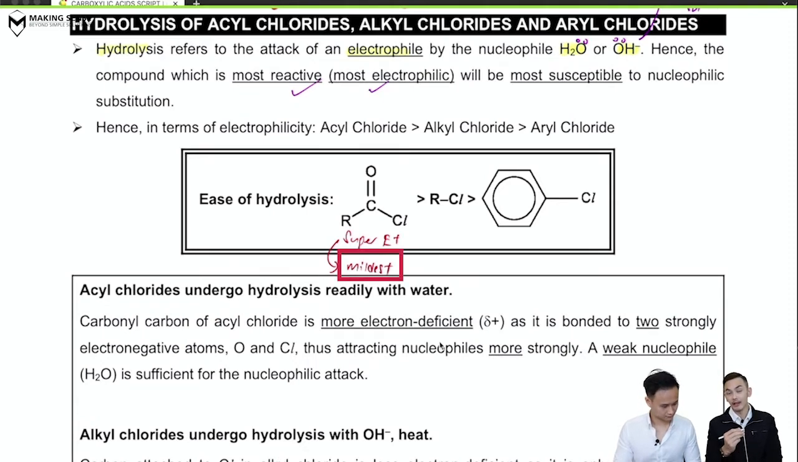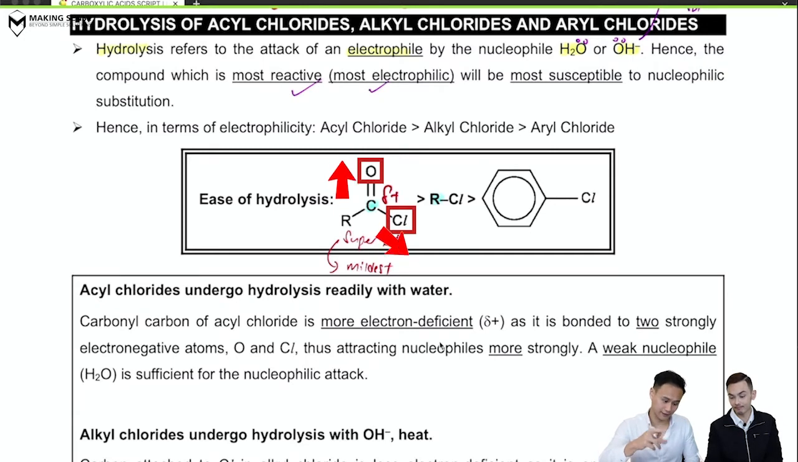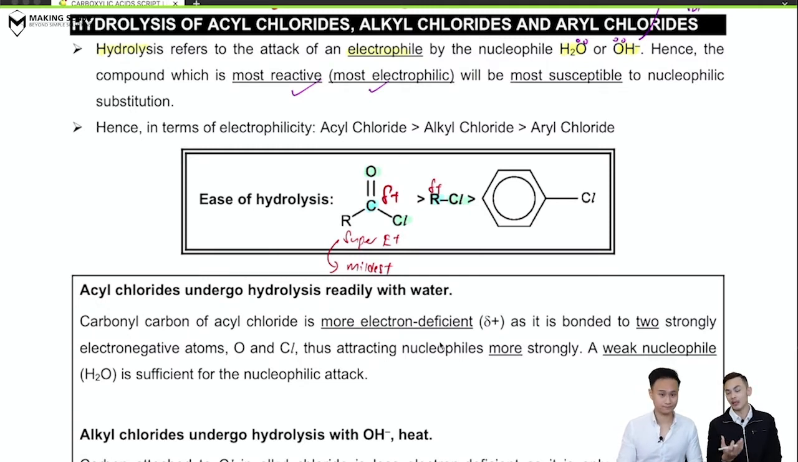Now, if you compare acyl chloride with alkyl chloride, Mr. Tim, can you just bring us through the difference in terms of the delta plus? Well, the acyl chloride has a much bigger delta plus because the carbon is bonded to two very electronegative atoms. But in the halogenoalkane, it's only bonded to one electronegative atom, so a smaller delta plus. If it's a smaller delta plus, it will also mean that it is less electrophilic and less reactive. Maybe, since we call this a super electrophile, we'll just call alkyl chloride a normal electrophile, right? Okay, this is a normal electrophile.